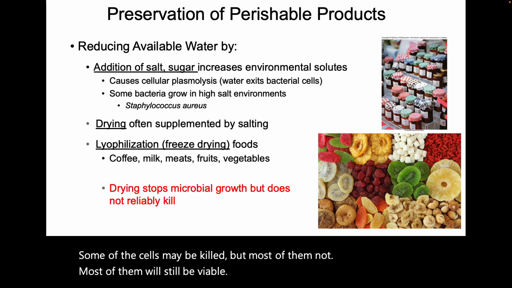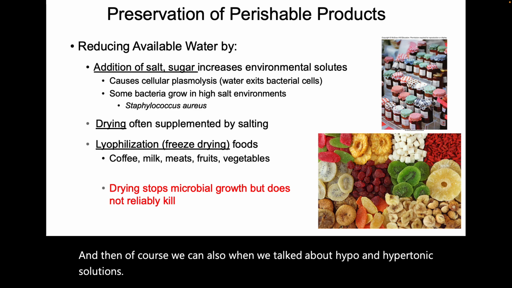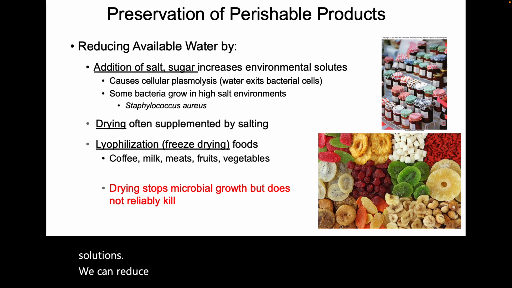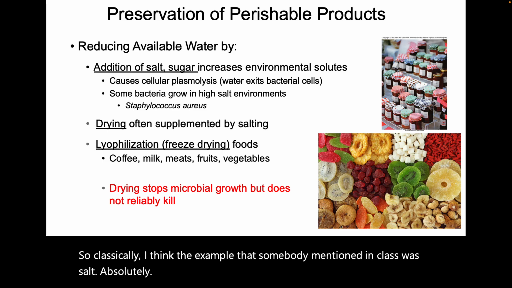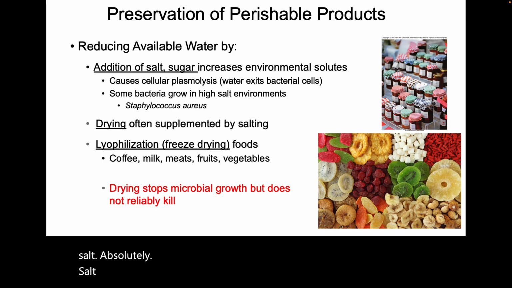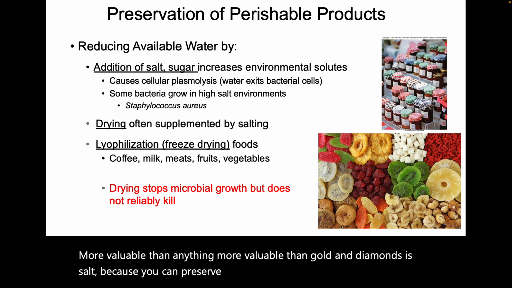And then, of course, like when we talked about hypo and hypertonic solutions, we can reduce the water availability. So, classically, I think the example that somebody mentioned in class was salt. Yeah, absolutely. Salt is great. That's why salt used to be more valuable than anything. More valuable than gold and diamonds is salt, because you can preserve your food. Sugar does it as well.